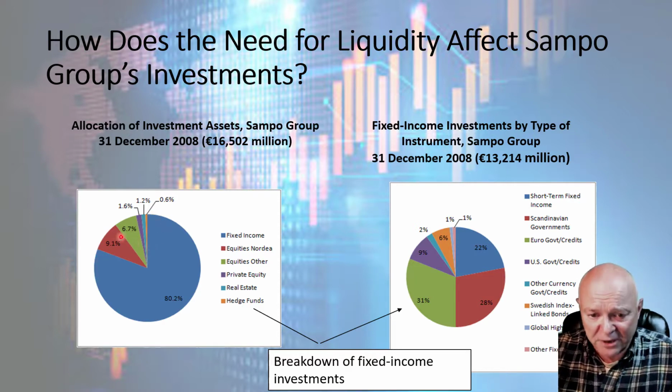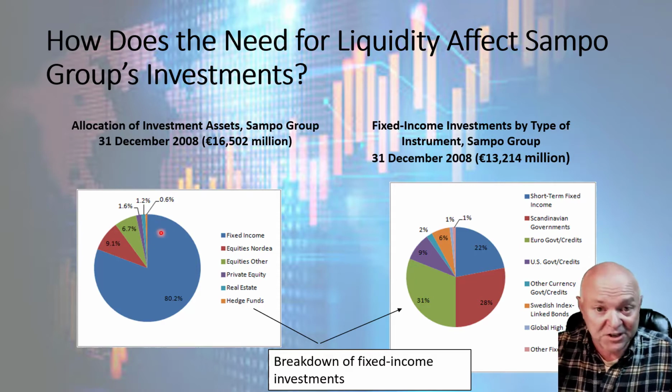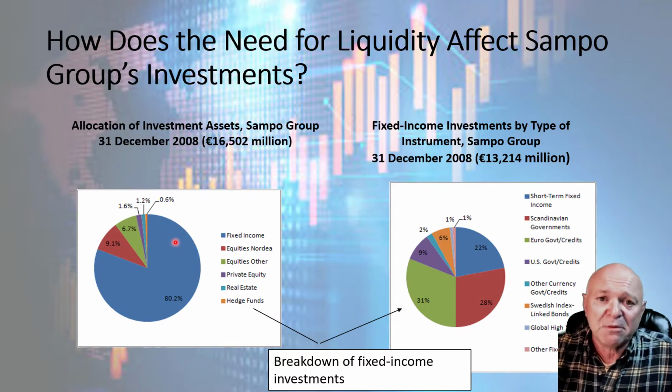They have some equities, about 9% in equities in their own region in Northern Europe. They have about 7% of other equities. They've got a little bit of private equity, about 1.6%. They've got some real estate and some hedge fund investments. The nice thing about bonds is that bonds may be, not always, but bonds may be more liquid.